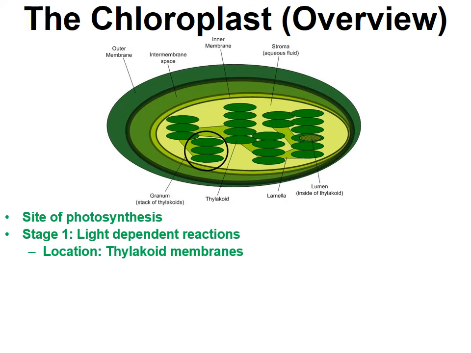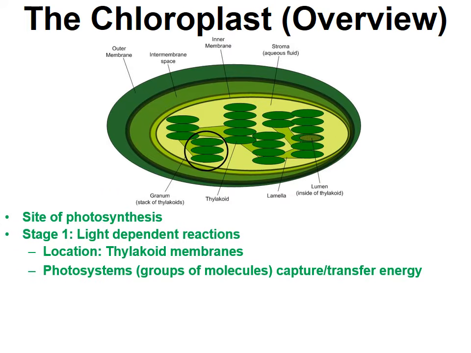If I chop open a chloroplast, I can show you there are these structures on the inside, and I've circled a structure called a granum. Notice how the circled structure, the granum, is made up of three individual units called thylakoids. This is where the light-dependent reactions occur. This is where the photosystems, which are groups of molecules that capture and transfer energy, ultimately help to create oxygen, ATP, and a molecule called NADPH.